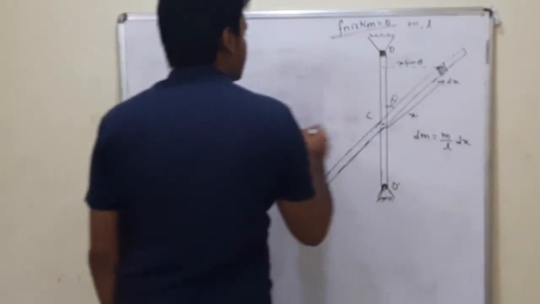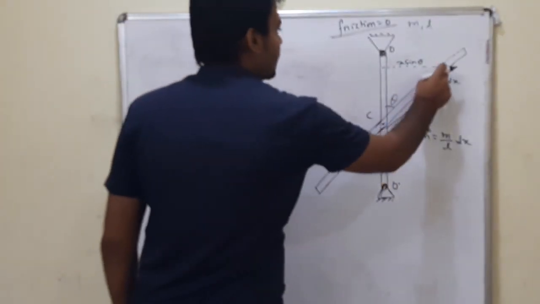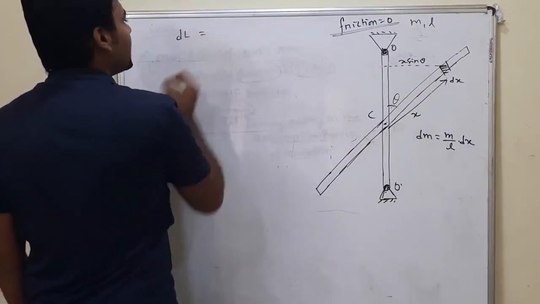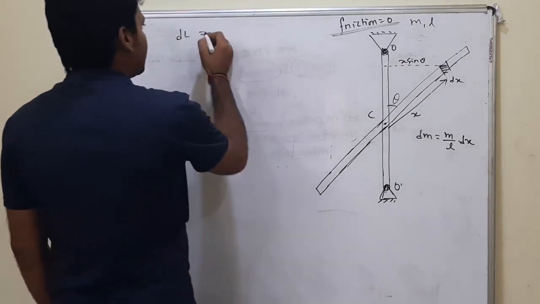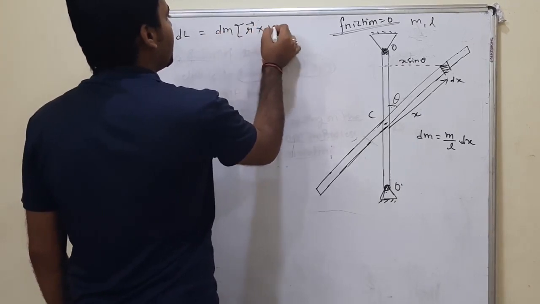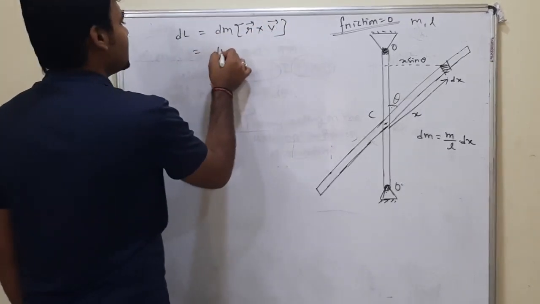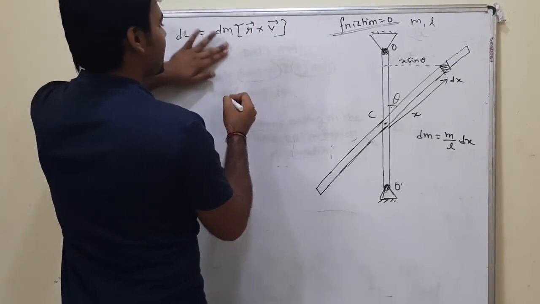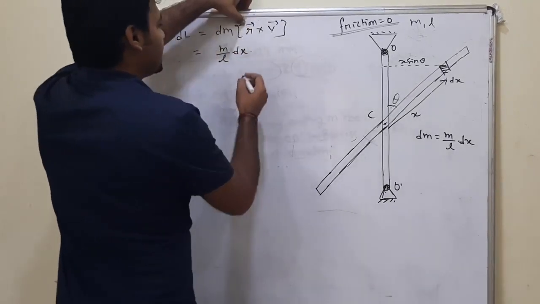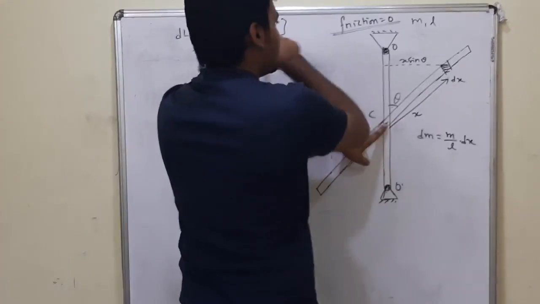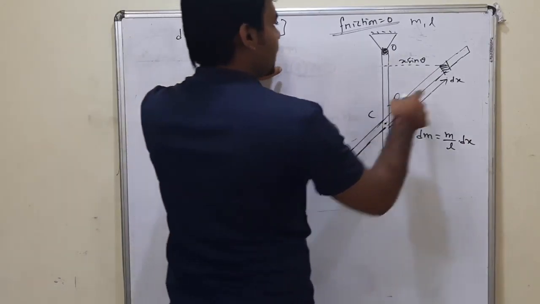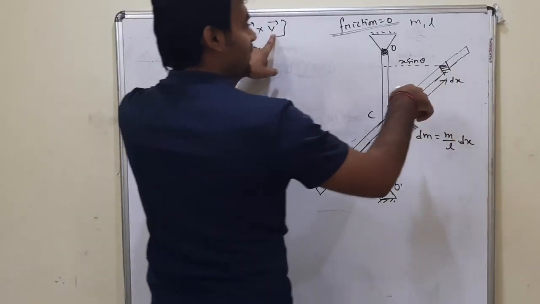Now with respect to the point C, what will be the angular momentum of this element of the rod? Let's say that angular momentum is dl, and we write this dl as dm r cross v. Now what is dm? It is m by l into dx. R cross v, that r is the position vector of the element from the center C, so it will be x. What is the velocity of the element at this moment of time?